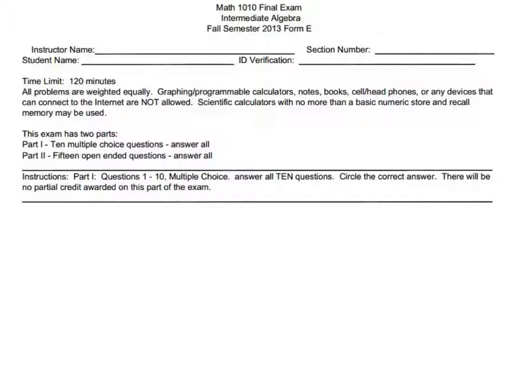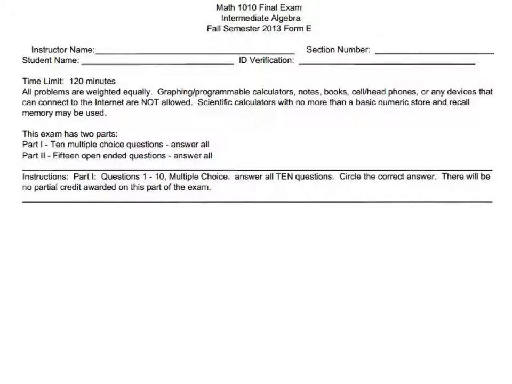ID verification, just so you know, when you go to a class it's your regular class, you probably won't have to put any ID verification there because your teacher will know who you are. But if you're sitting in somebody else's class for whatever special reason, then they'll need to check your ID. So that's what that is for. All problems are weighted equally, so everything will be on the same point scale.